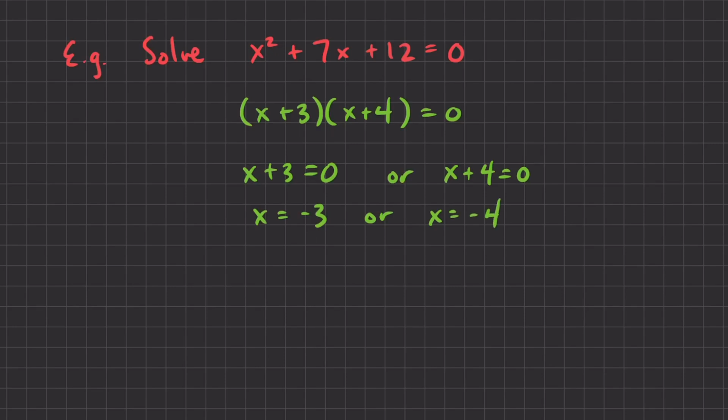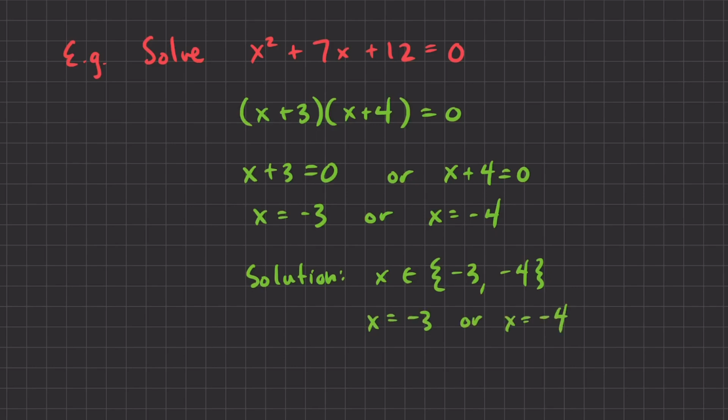We can write this in several ways. We could say that the solution is x must be in the set negative 3, negative 4, or we can write x equals negative 3 or x equals negative 4. Either of those is completely fine.